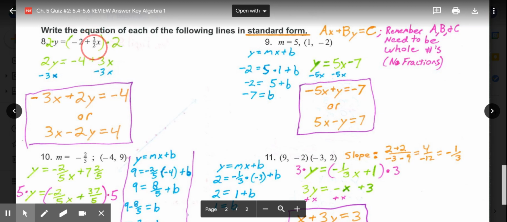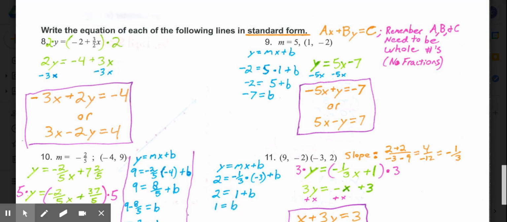Because we have a fraction, we want to get rid of that first. And what's on bottom is a 2. So I'm going to multiply every term in the equation by 2. So on the left, 2 times y is 2y. On the right, negative 2 times 2 is a negative 4. 3/2 x times 2, the 2 cancels the bottom, and we just have plus 3x. So then we want to get x and y to the same side. So we're going to subtract 3x on both sides. So we'd end up with negative 3x plus 2y equals negative 4.